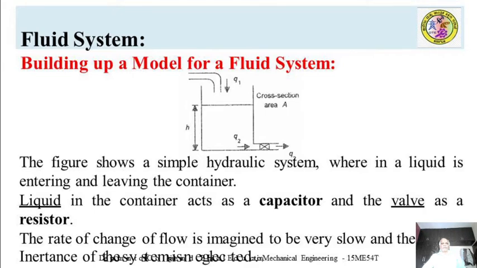Let us take up building up a model for a fluid system. Consider a fluid system containing a fluid. So at the inlet the flow is Q1, the outlet it is Q2. The container has a cross sectional area of A. The liquid enters and leaves the container from inlet to outlet. Liquid in the container acts as a capacitor and the wall as a resistor.